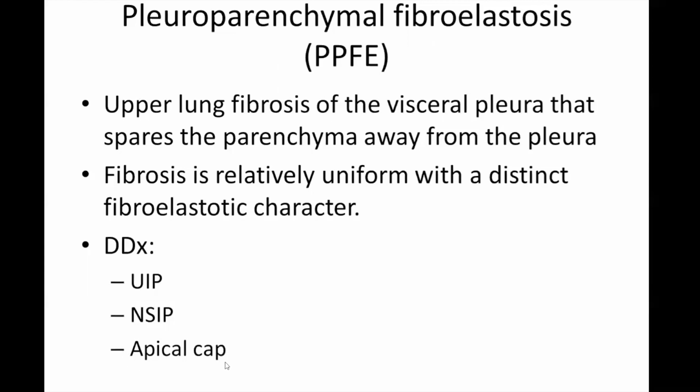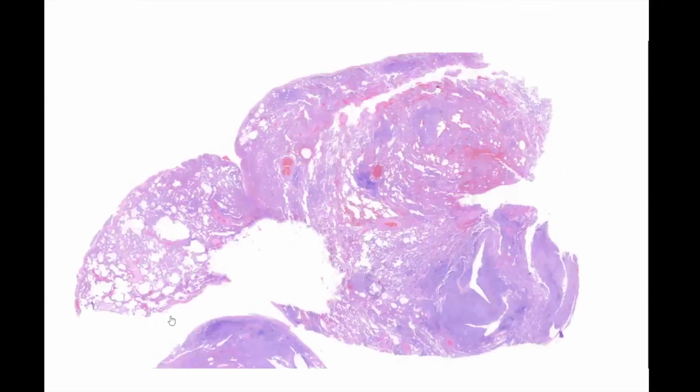And then the last is an apical cap. You can get fibroelastotic scarring in an apical cap, and they can look very similar. So it's important to correlate with the radiology and make sure this is not just a little localized area in the apex of the lung, and that this is really more of a diffuse process. Any questions about this case as we move on to the next?